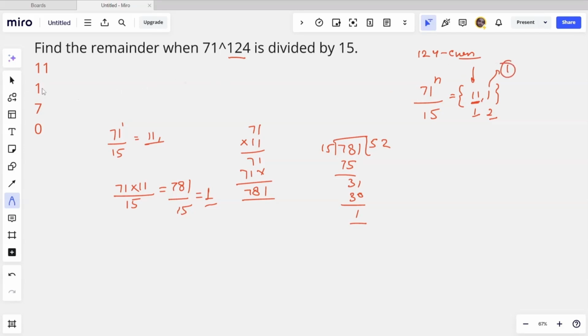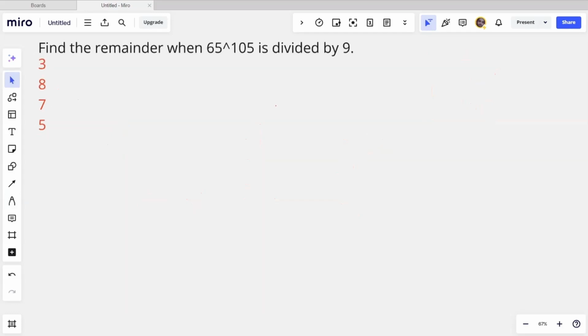And as you can see in the options, the second option is the correct option. Thank you.